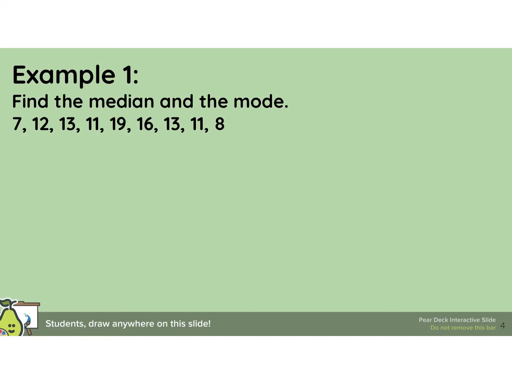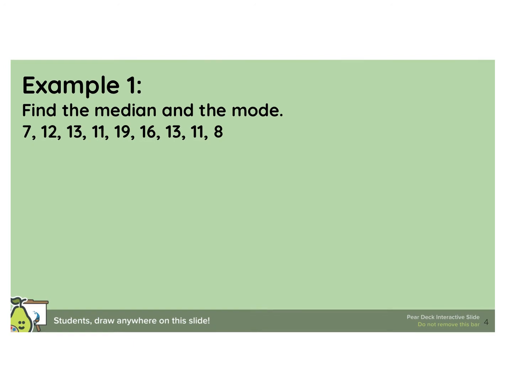Okay, so example 1, we need to find the median and the mode, but first we need to put the numbers in order from least to greatest. So we start with 7.